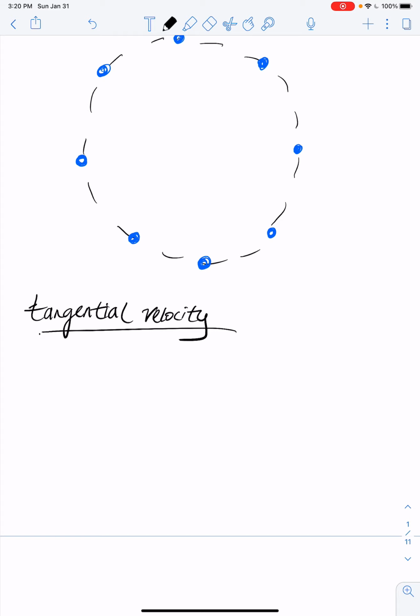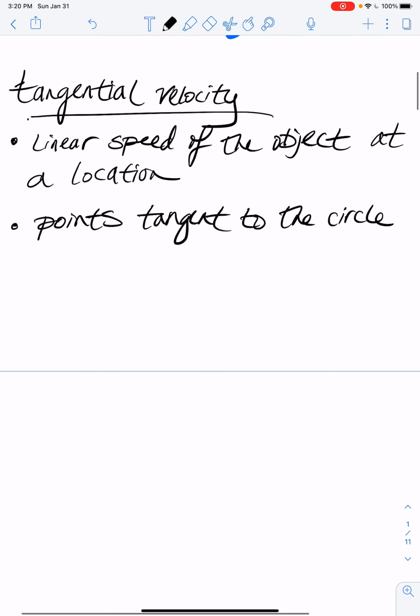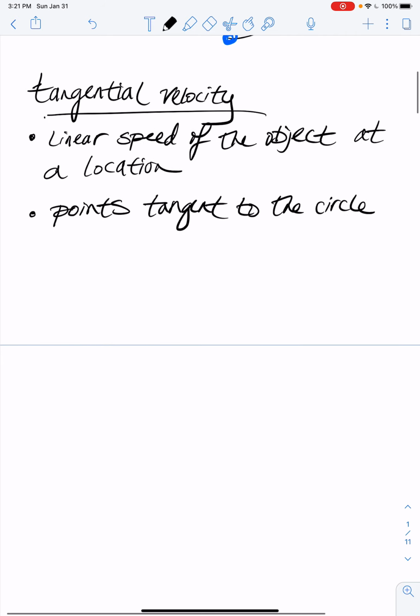So we can think of this as the linear speed of the object at a location. And this tangential velocity points tangent to the circle. Hopefully you can see that. I can try and zoom in a little bit. So linear speed of the object at a location, and it points tangent to the circle.